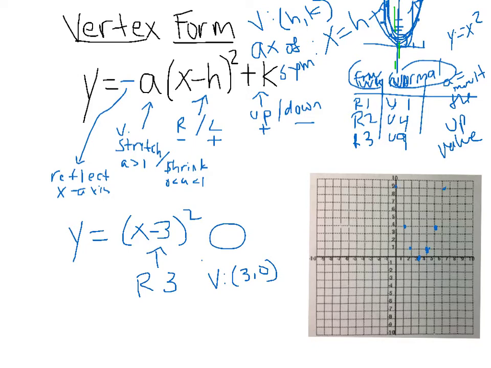So we can draw a beautiful graph. There is our parabola. And we know that the axis of symmetry is what cuts it in half. So the axis of symmetry goes right through the middle. So that means our axis of symmetry is the line x equals 3.